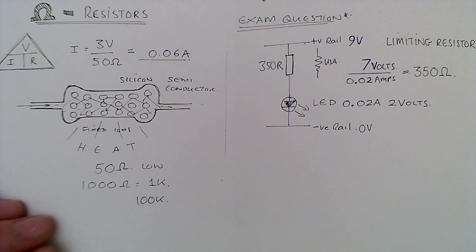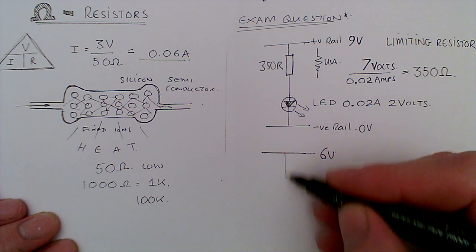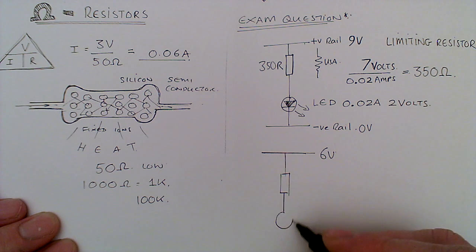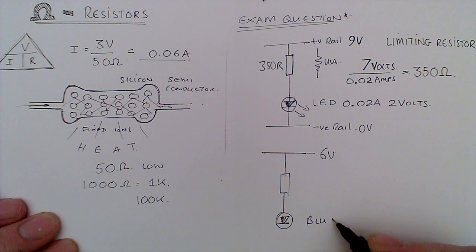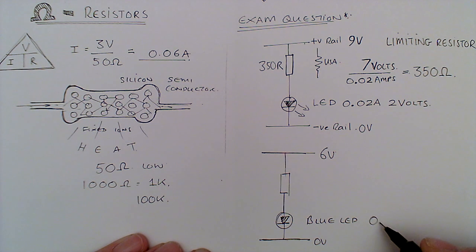So here's another one for you to take away. I've got a 6-volt battery. I've got a resistor, and I have here a blue LED. Now, red and green LEDs were quite easy to produce, but blue LEDs, because they're white light and required higher energy levels, were much more difficult. And needing much higher energy levels, we're going to give you the challenge of 0.03 amps.